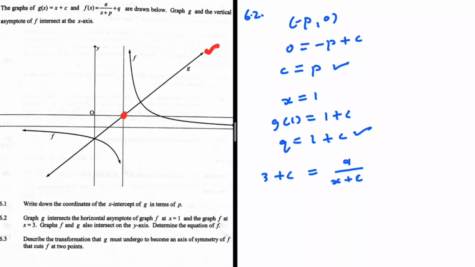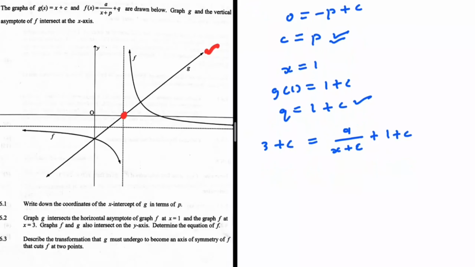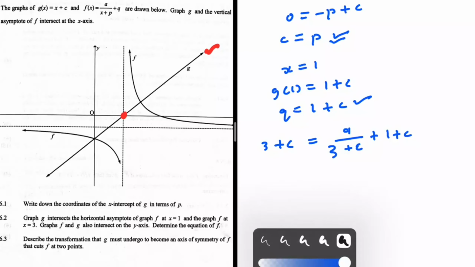I want you to realize something. In place of p, I've replaced that with c, because here I've said that c is equal to p. And then plus, in place of q, I'm going to sub 1 plus c. Okay, so where are we going with this? This happens at x equals 3, so I don't have to write x actually. I can write 3 there because it's when x is equal to 3 that they're equal.